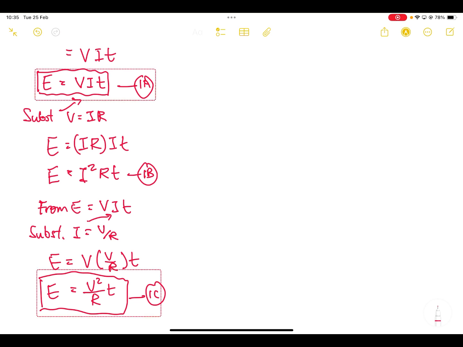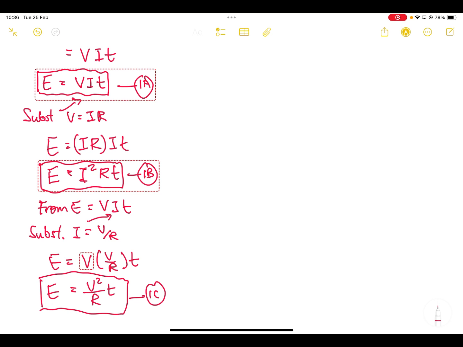So basically we have three forms of the formula depending on what you are given. If you are given V and I, you use E equals VIT. If you are given I and R, you use E equals I squared RT. If you are given V and R, you use E equals V squared over RT.